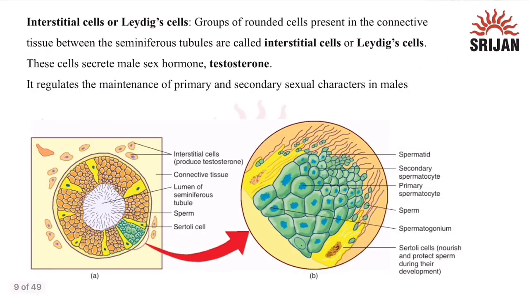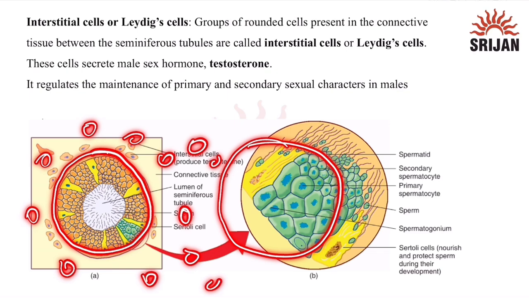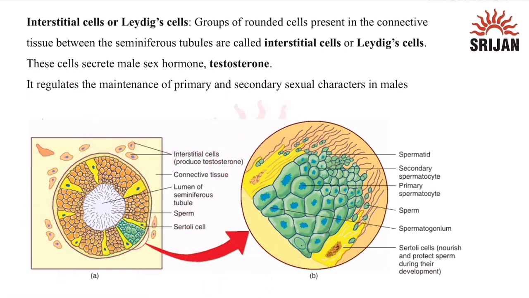Now, interstitial cells or Leydig cells. The cells outside over here are interstitial cells. These are a group of rounded cells present in the connective tissue, which is this tissue over here, between the seminiferous tubules. This is one seminiferous tubule, there might be another over here, and the cells between them in the connective tissue, in the interstitial space over here, are called the Leydig cells or interstitial cells.